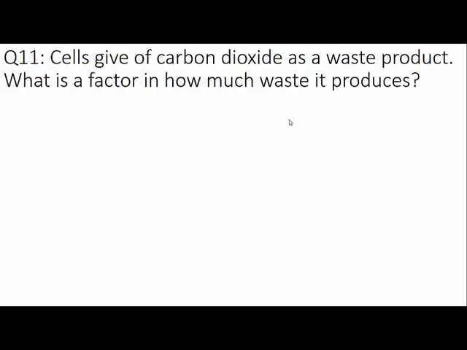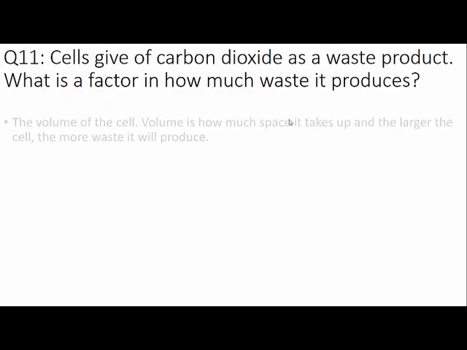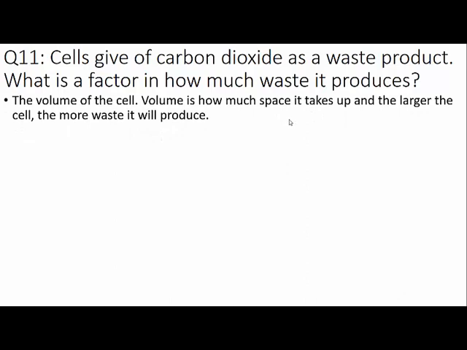All right, number 11, cells give off carbon dioxide as a waste product. What is a factor in how much waste it produces? Well, the volume of the cell is the factor. Volume is how much space the cell takes up, and we are talking about the cell. The larger the cell, the more waste it will produce because it's going to have higher demands on the DNA in forms of energy. It's going to need more energy, and because it's going to need more energy, it's going to produce more waste.